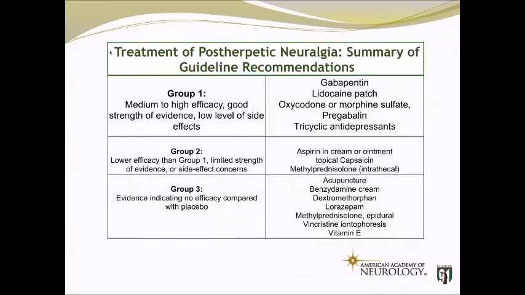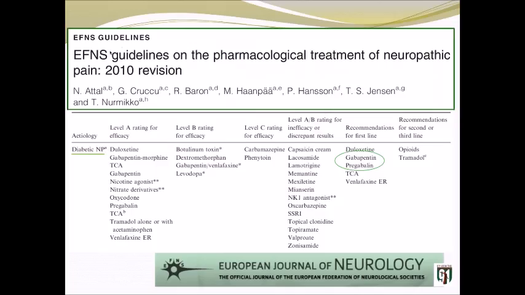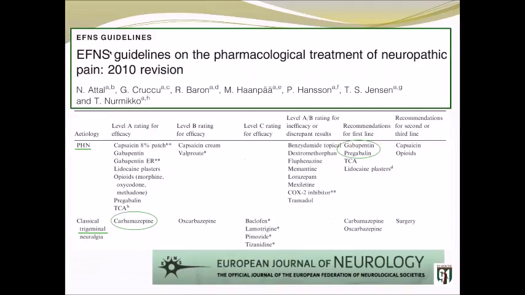Now, from the European Federation of Neurological Societies, they have guidelines as well, like for diabetic polyneuropathy. Similar medications that I mentioned are also listed here, such as your gabapentin, pregabalin, your duloxetine, tricyclics. So these medications, which you will be hearing again in the next succeeding slides, are mainly the first line of treatment that we use for neuropathic pain. For post-herpetic neuralgia, you have gabapentin again and pregabalin and some of your opioids.